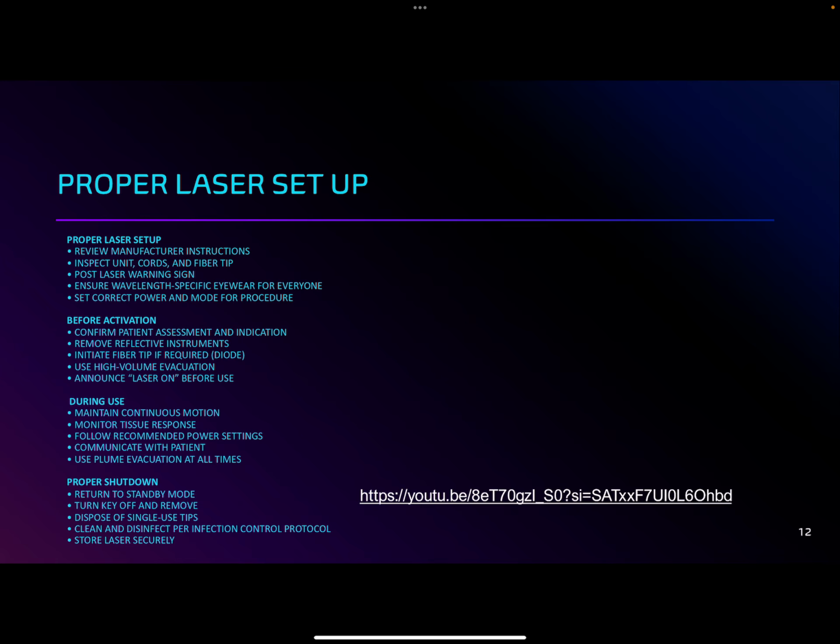So proper laser setup, we will watch a video over this, but I'm just going to read over the steps. Proper laser setup: review the manufacturer instructions, inspect the unit, cords, and fiber tip, post laser warning signs, ensure wavelength specific eyewear for everyone, and set correct power and mode for the procedure. Before activation, confirm patient assessment indication, that this patient does need laser. Remove reflective instruments. Initiate fiber tip if required.